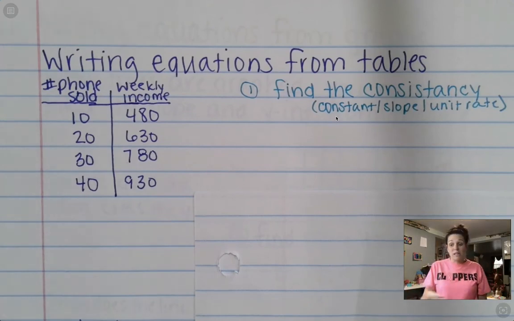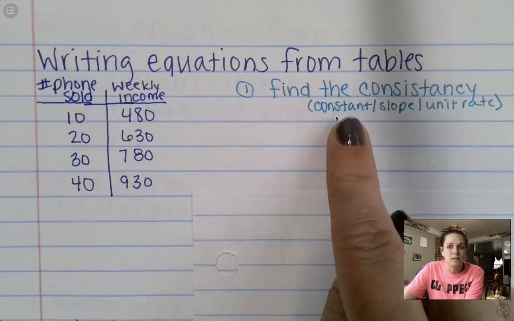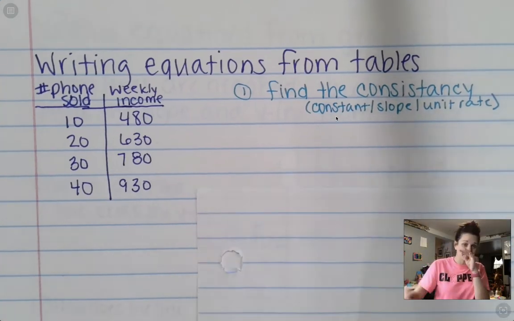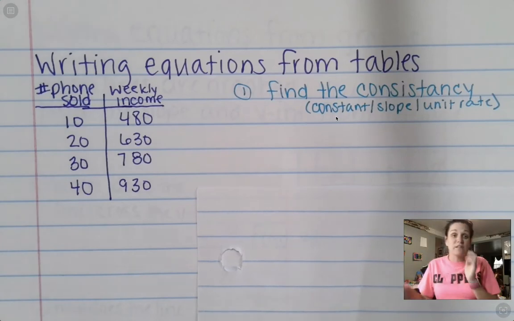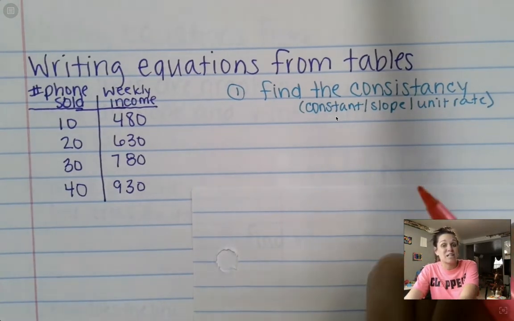They tell me how much I make for 10 phones, and they tell me how much I make for 20 phones. I need to figure out just one phone. This consistency would be called the constant, or the slope. They're all the same thing. In table form, to find this consistency, we're going to do loop Ds, and we need to find out how this data changes.